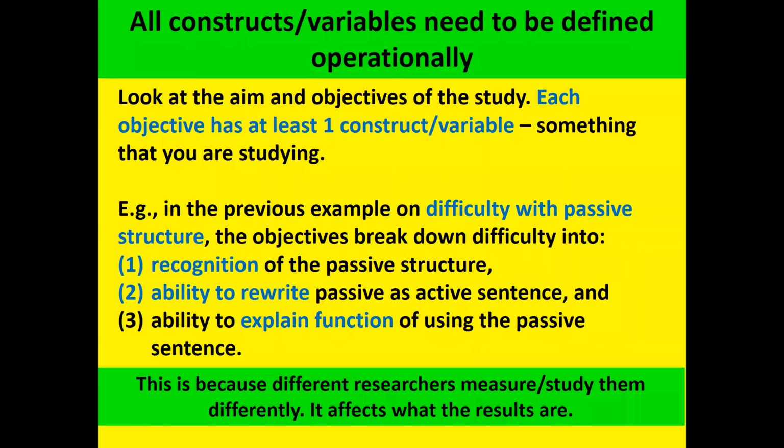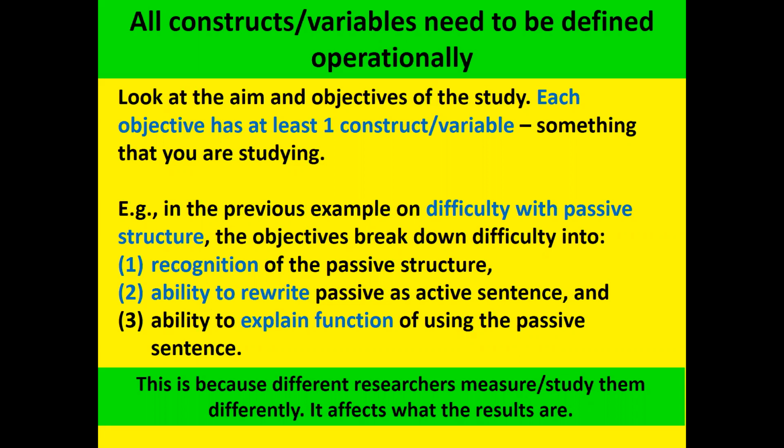All constructs or variables need to be operationally defined because you need to collect data for them. And we need to know what kind of data you are collecting. That's why we need the operational definition at first, because different researchers will use different operational definitions, and you need to make it clear so that people know what you're talking about. So to do that, you look at the aim and objectives of the study. Each objective has at least one construct or variable, something you are studying.